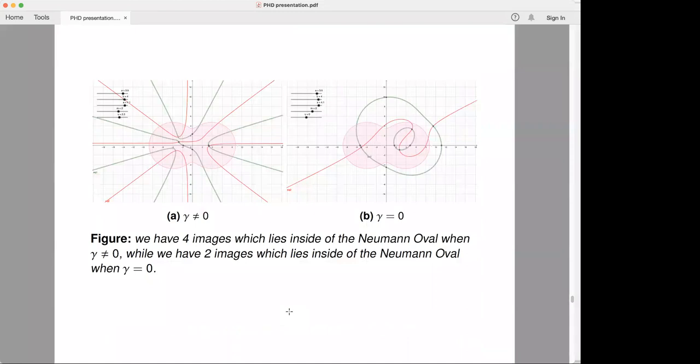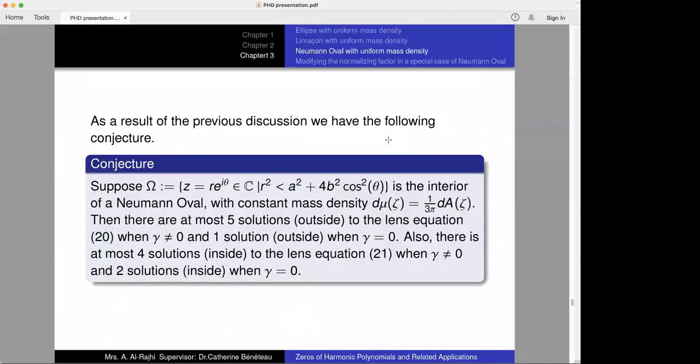While if we have z inside the domain, we will have 4 images when the shear term is not 0, and 2 images when the shear term is 0. As a conjecture, we wrote the same information: we will have 5 solutions outside when the shear term is not 0, while we will have 1 solution outside when the shear term is 0. Also, there are 4 inside if the shear term is not 0, and 2 solutions when the shear term is 0.